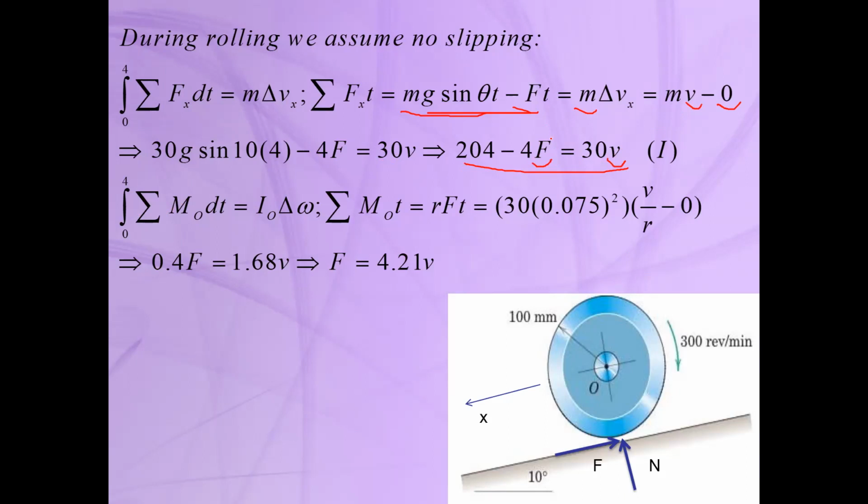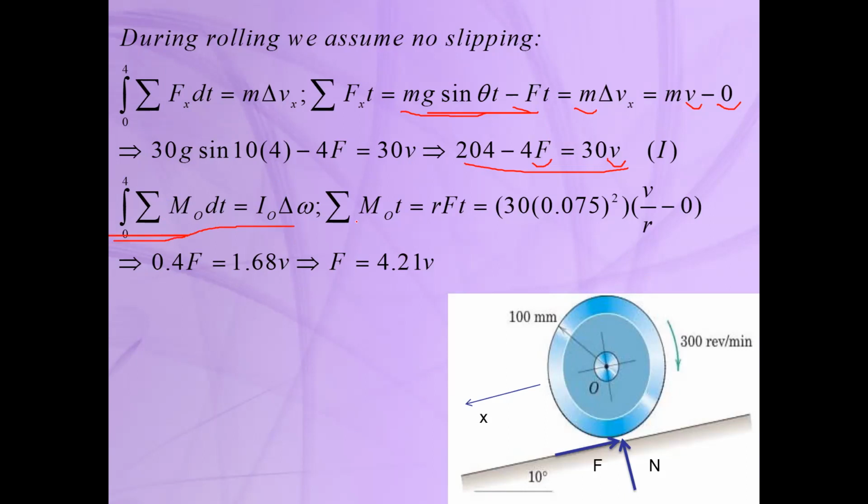This friction force is not equal to mu k times N, because we assume that there is no slipping, so it's not the kinetic friction force. This is a friction force which should be calculated and compared with the maximum value of the friction force. So we need another equation. The second equation can be obtained using the angular momentum impulse equation.